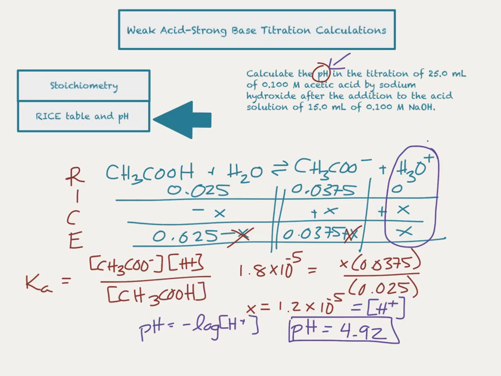So just to reiterate, for all of these weak acid, strong base titration calculations, there's two main steps. You need to do some stoichiometry with limiting reactants to figure out what is left in your bucket. If you have some weak acid left over, set up your rice table with the weak acid as a reactant and the salt of that weak acid as the product. Then do a regular equilibrium rice table and calculate your pH.